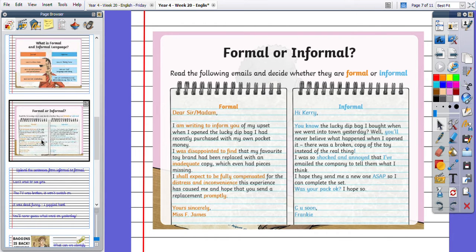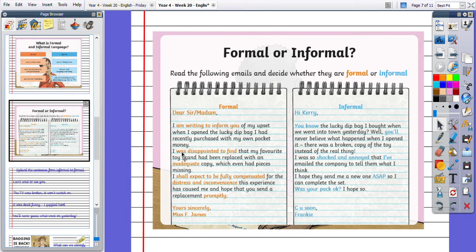So have a look at these two emails and decide whether they are formal or informal, okay? So hopefully you've noticed that there's a big hint at the top, formal and informal. So the differences are the one on the left. I'm writing to inform you. I was disappointed to find the word inadequate.